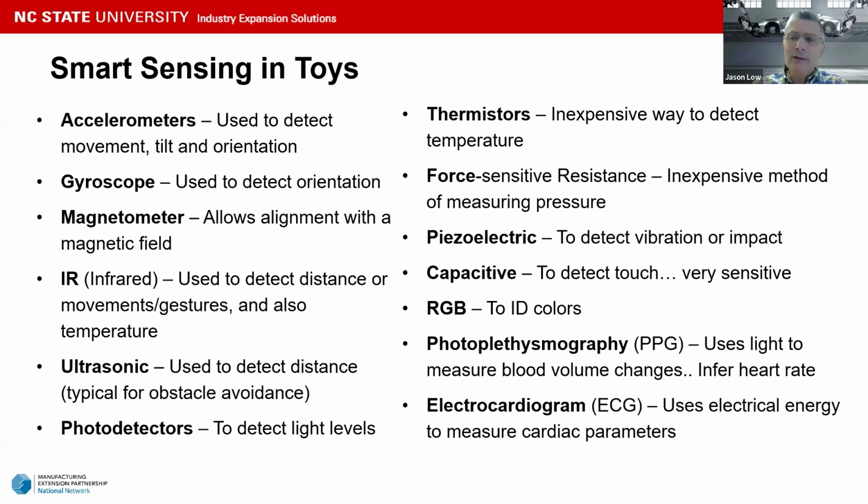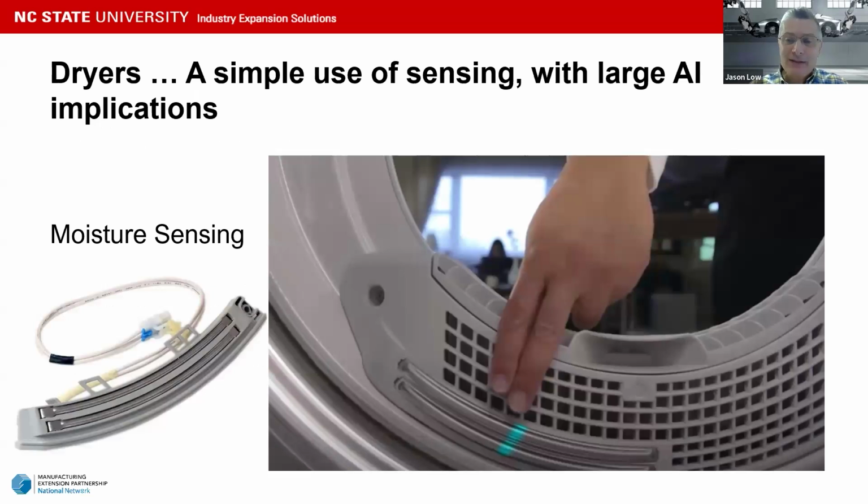So toys have come a long way. Things like appliances have come a long way as well. So, this is something that we've taken for granted. If you have a dryer, a clothes dryer that is probably under 20 years old, it probably has some sort of moisture sensor in it. And it's transparent to us. These are things that have been integrated into appliances for many, many years already.